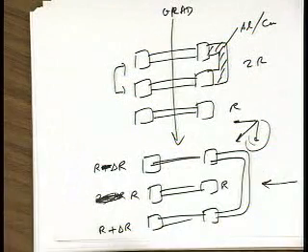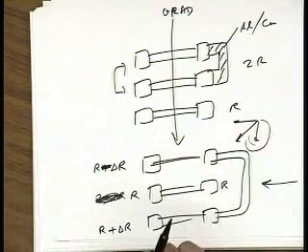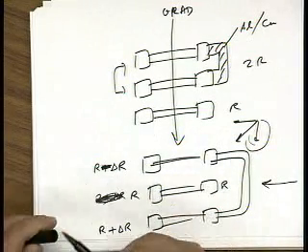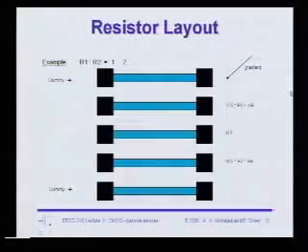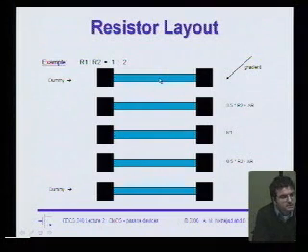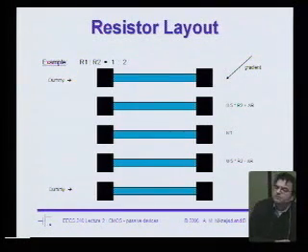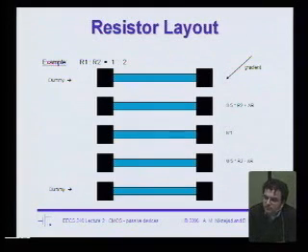Okay? Again, let me emphasize that the absolute value of resistance will vary. But at least it will not vary due to systematic errors, and it will not vary for devices that are placed close by. Okay, one last point. Why the dummies, right? Why is it that here I place dummies? Now what am I going to do with these dummies? Where do I connect them? Yes? Due to etching effects.